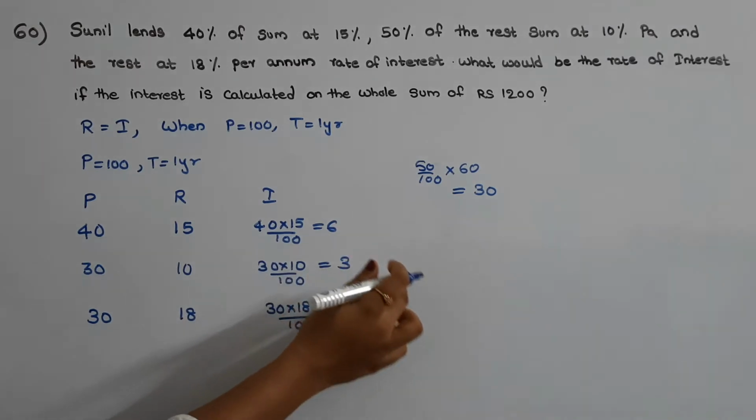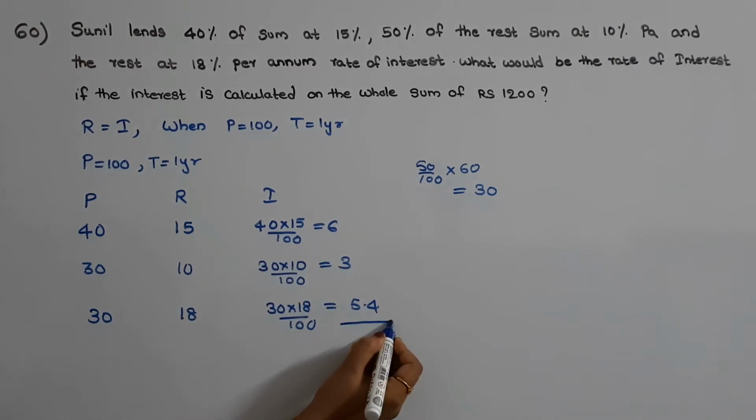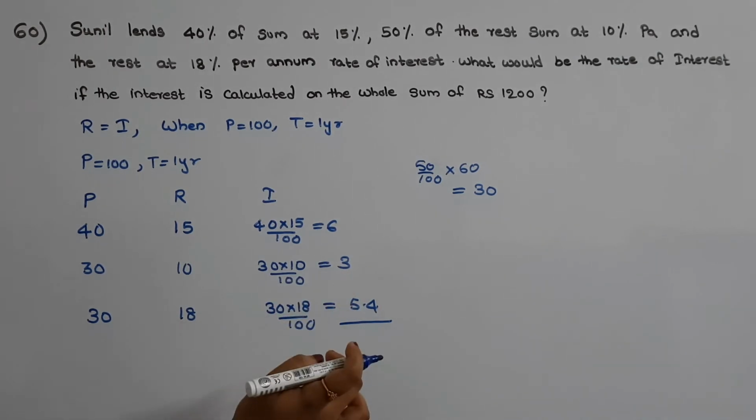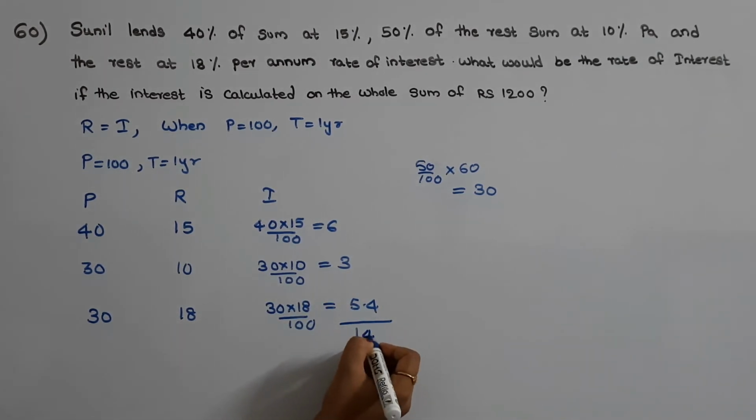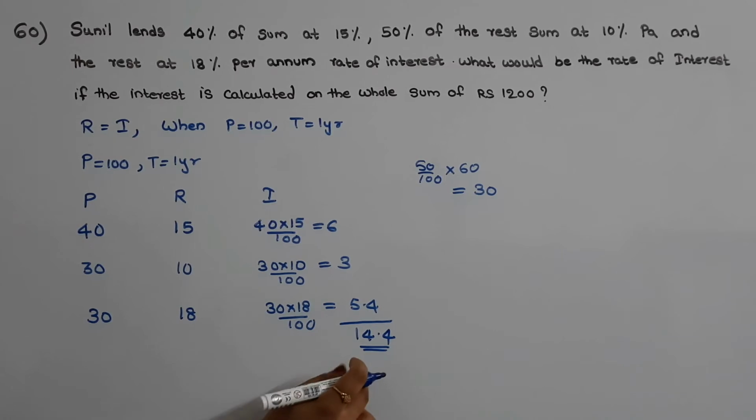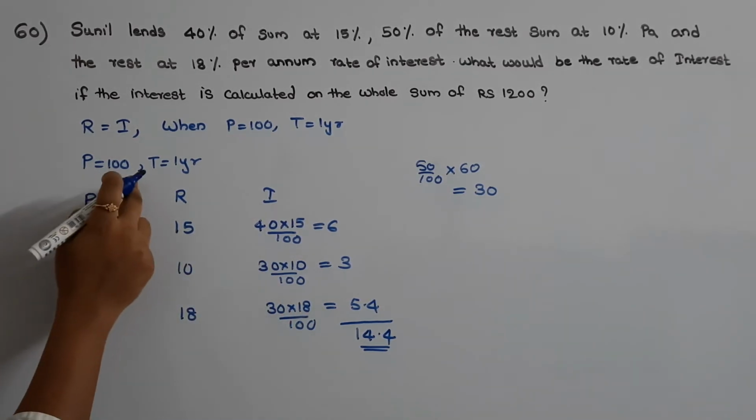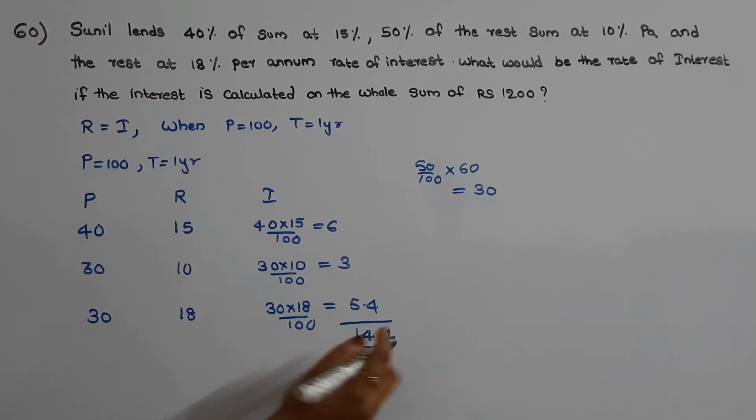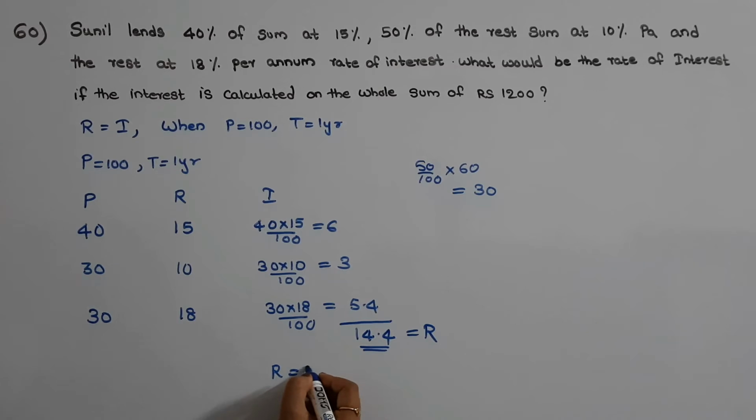Now we got all the individual interest. So what will be the total interest? Total interest will be 6 plus 3 plus 5.4. That will be equal to 14.4. Hence the total interest when the principal is 100 and time period is 1 year is 14.4. So that will be equal to the rate of interest. Hence rate of interest is equal to 14.4%.